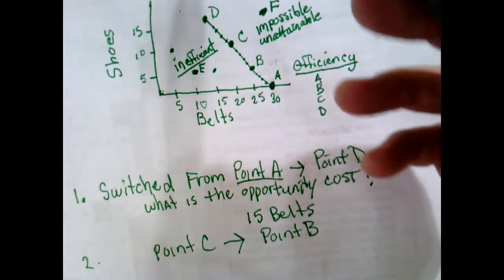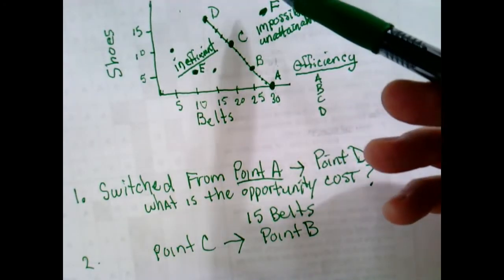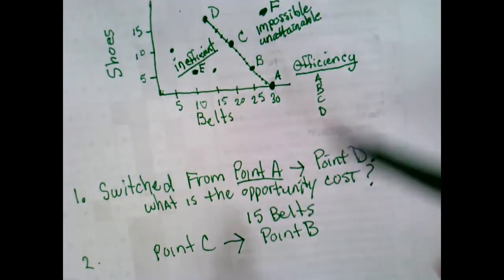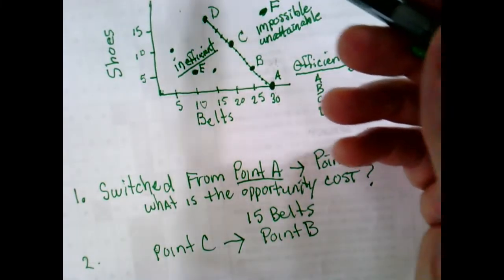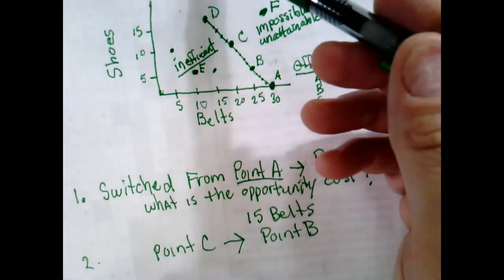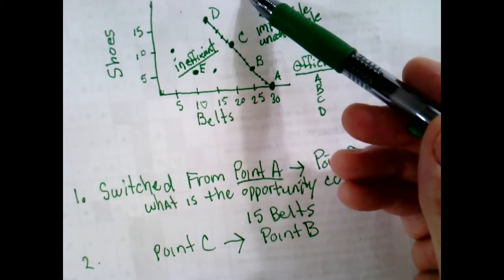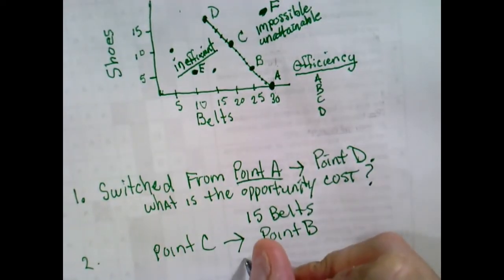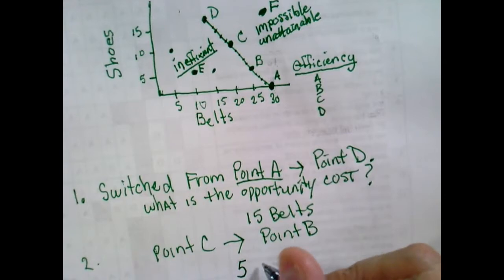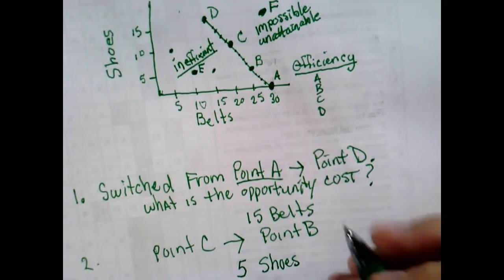Oh, excuse me, I looked at the wrong one. So going from point C at 20 belts, 10 shoes, right? To point B, 25 belts and 5 shoes. So C to B, they're gaining belts, but what did they have to give up? They had to give up shoes. How many shoes did they have to give up? They had to give up 5 shoes. So that is the opportunity cost.